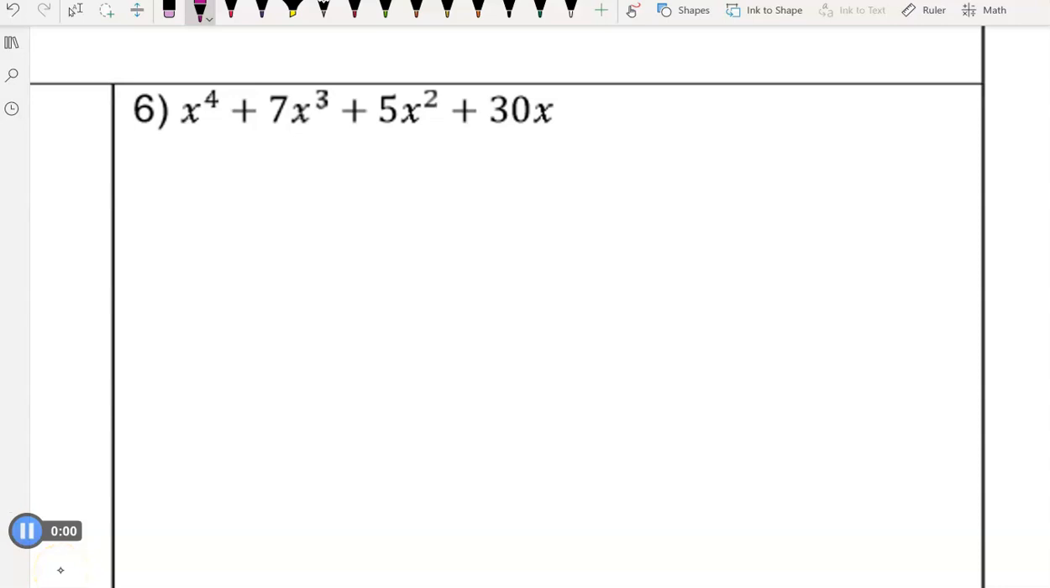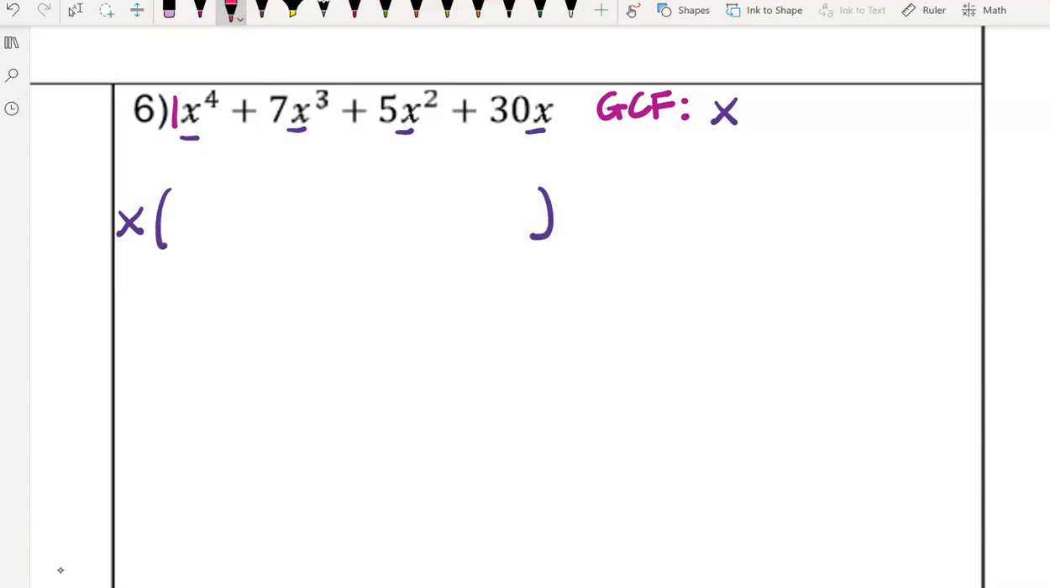All right, example 6 says x to the fourth plus 7x to the third plus 5x squared plus 30x. Remember, always check for GCF first, okay? If there's no number, then it's really 1. So numerical 1, 7, 5, and 30, they really don't have anything in common except 1. Now, x to the fourth, x to the third, x squared, x, they all have an x in common. So students, x is going to be your GCF.